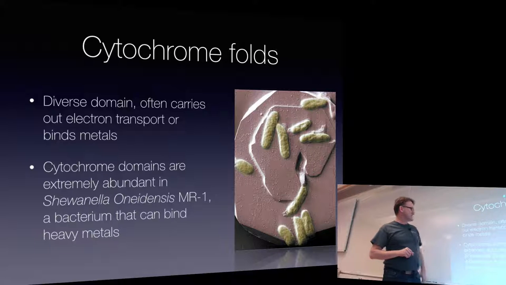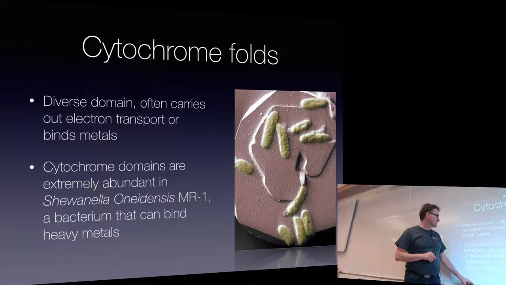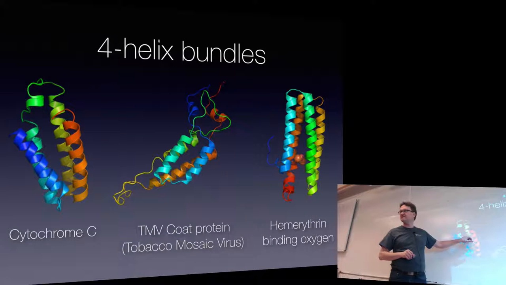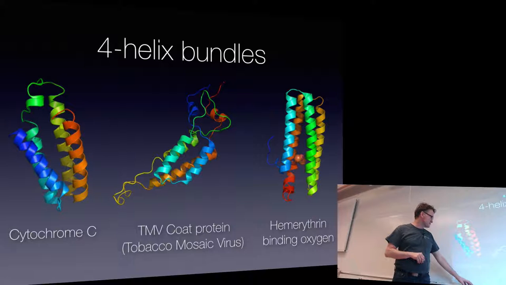But the point is that these four helices likely create some sort of environment where these helices could bind heavy metals down here or something. The large diversity of them.